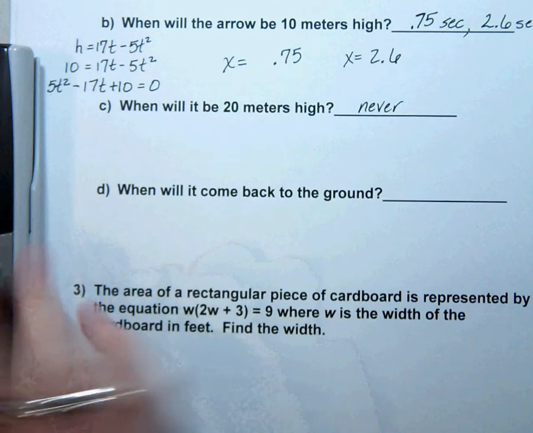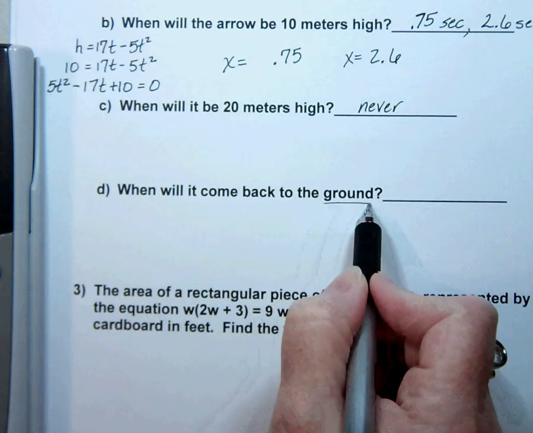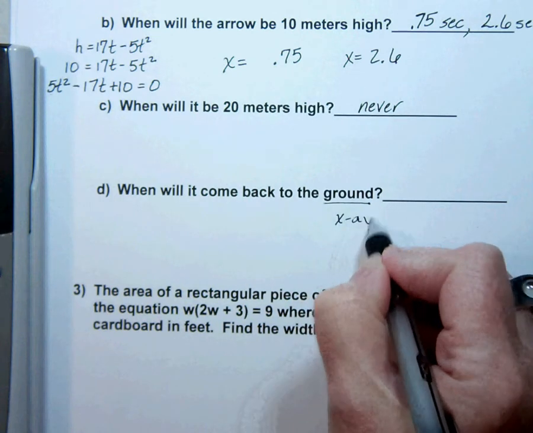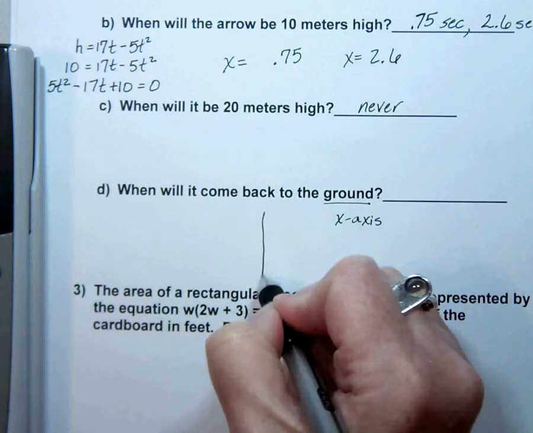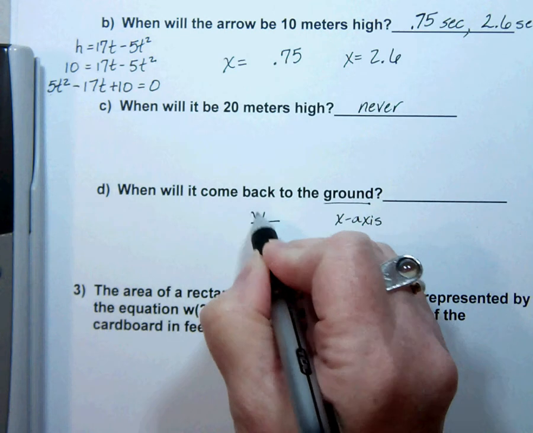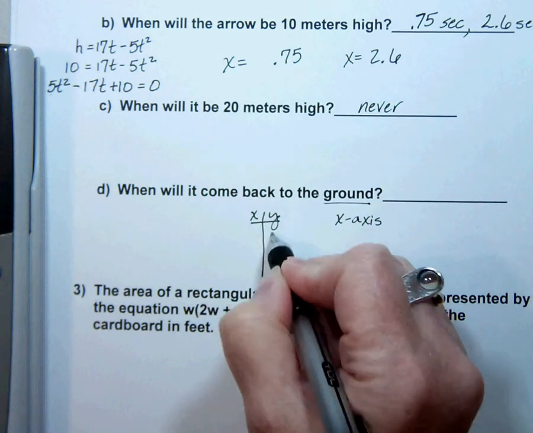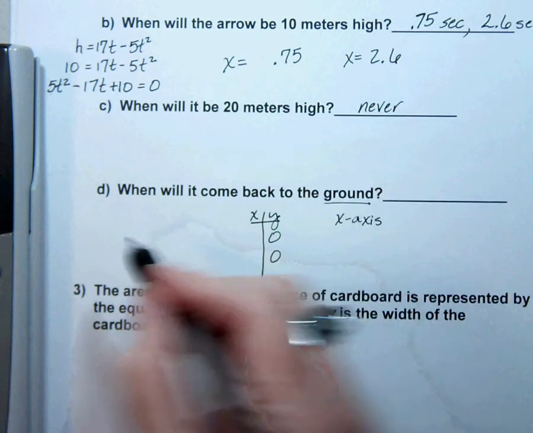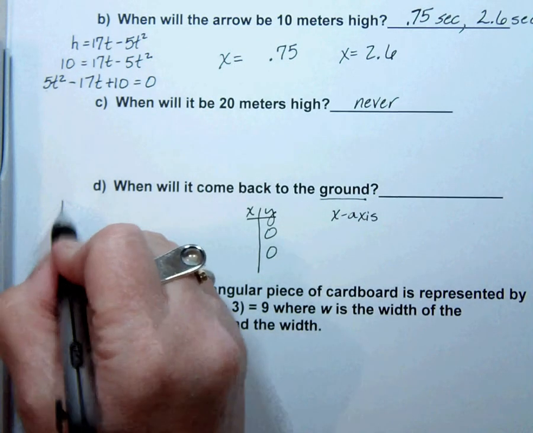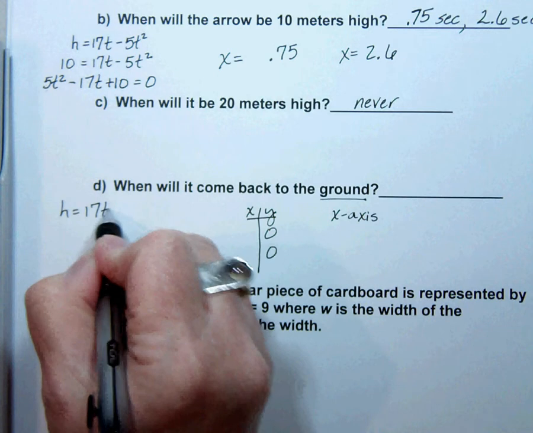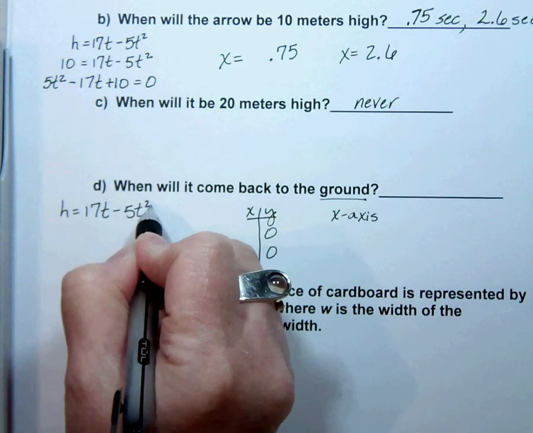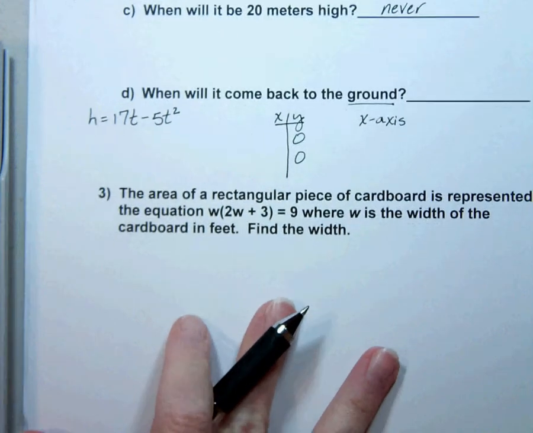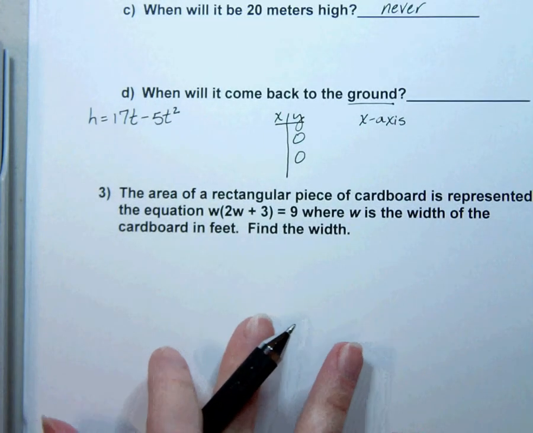Alright, here's a question that we were asked last time. When it hits the ground, remember that means at the x-axis. So if you want to think about the table, it actually means when your height is 0. Let's write the equation again. H equals 17t minus 5t squared. And remember, our height is 0. We want to know when is it 0.